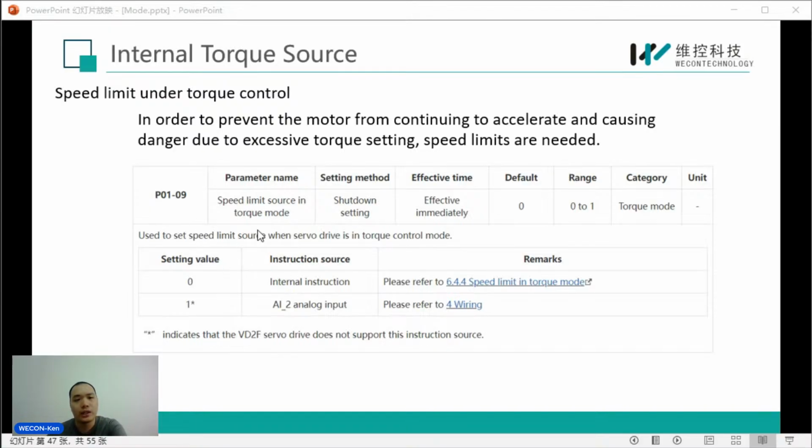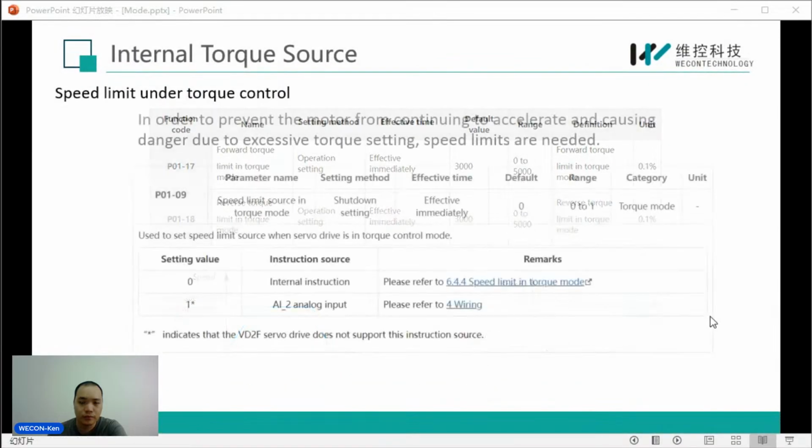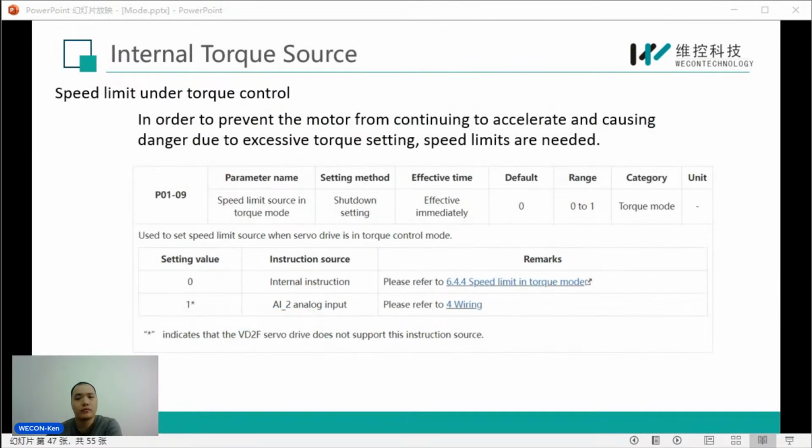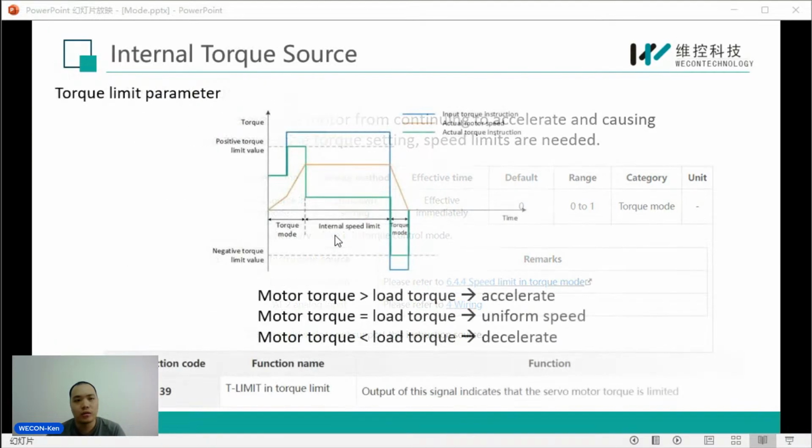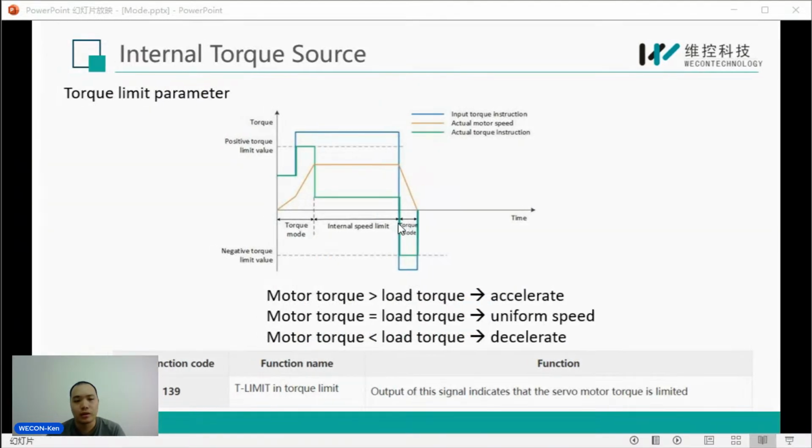There are also two ways to set it, internal instruction and analog input, same as the torque limit setting. Also there are two parameters to set forward and reverse speed limit in torque mode.